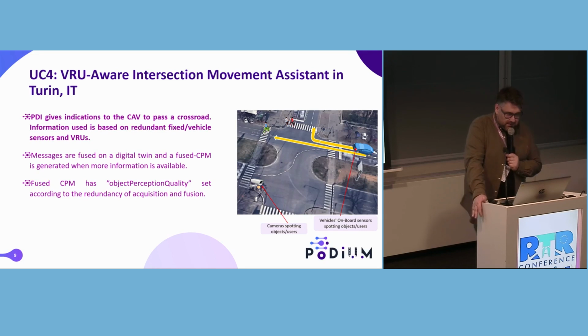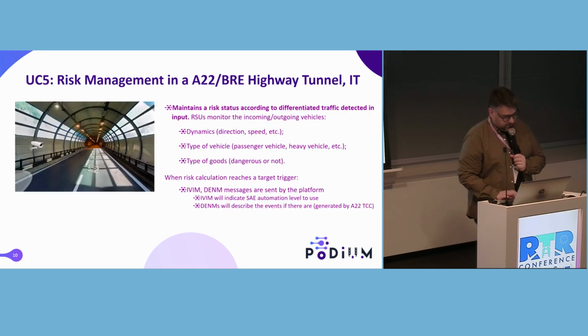A similar approach is also taken in the urban environment in the city of Turin, where we have messages that are fused in the digital twin, and a fused CPM is generated when more information is available. Here we have extended the CPM with an object perception quality, where each entity grades the quality of its perception, so that the digital twin can take into consideration which data to give higher priority or which data are not useful for the fusion process.